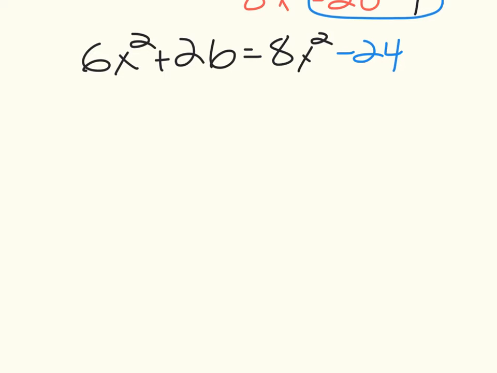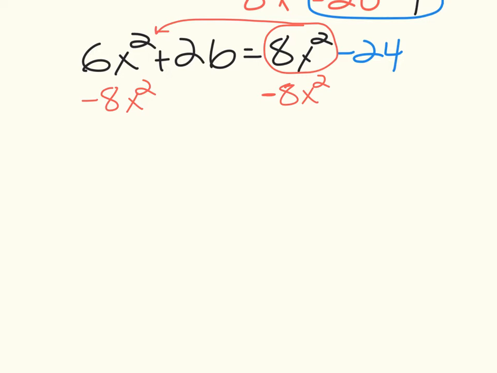I need to get all of my x values on the same side. I like to move things to the left. So I'm going to move that positive 8x to the power of 2 over to the left. What's the opposite of a positive 8x to the power of 2? Well, that would be a negative 8x to the power of 2. So I'll do negative 8x to the power of 2 on both sides.